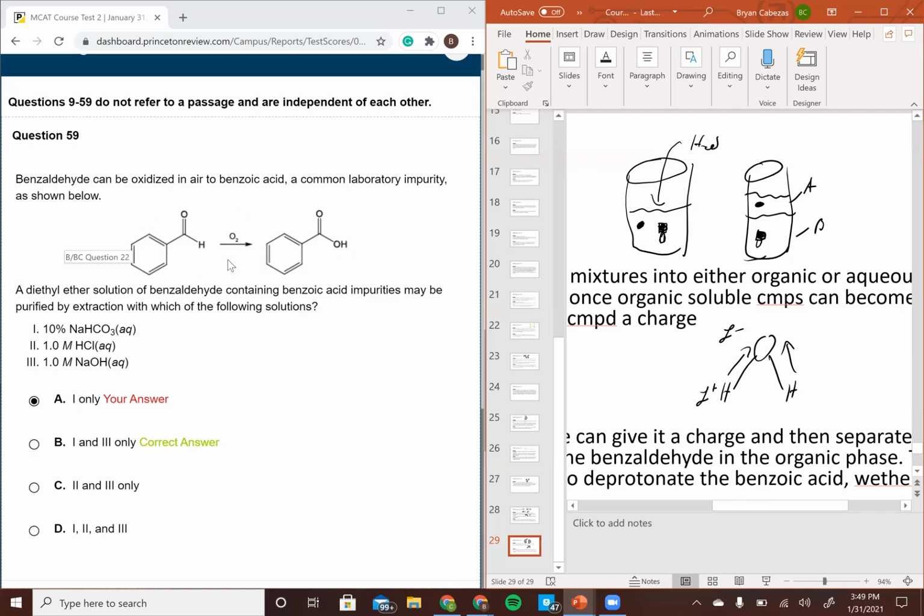So why won't a base affect this benzaldehyde? Well, this hydrogen here isn't acidic, right? It's not really that acidic. This benzoic acid hydrogen over here, it is acidic, so it can leave.